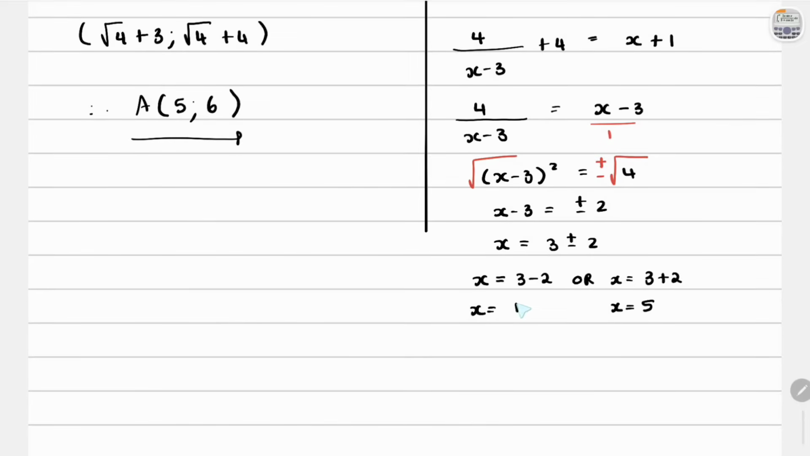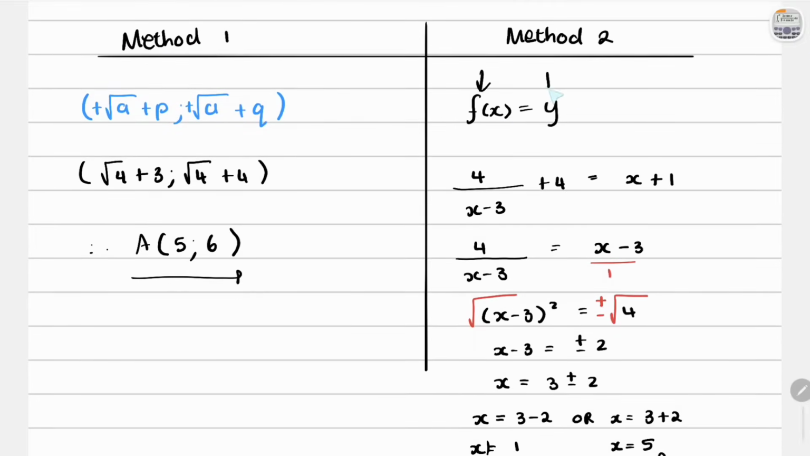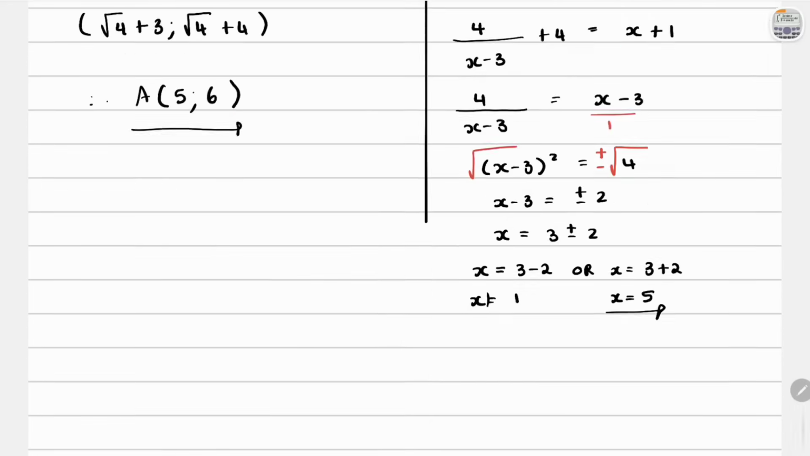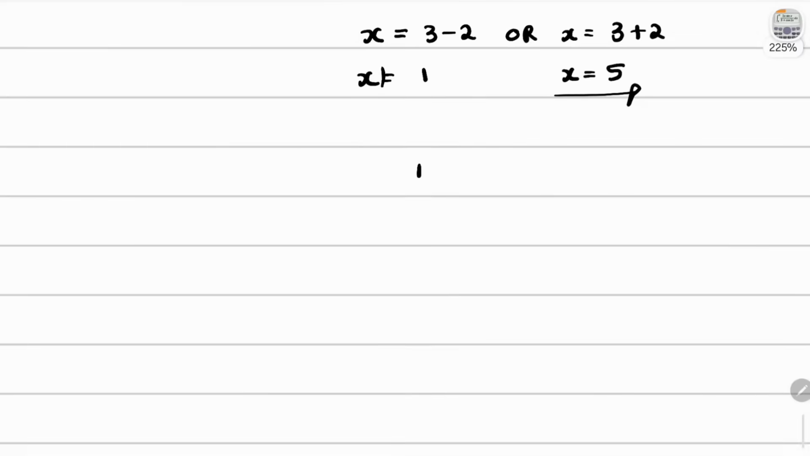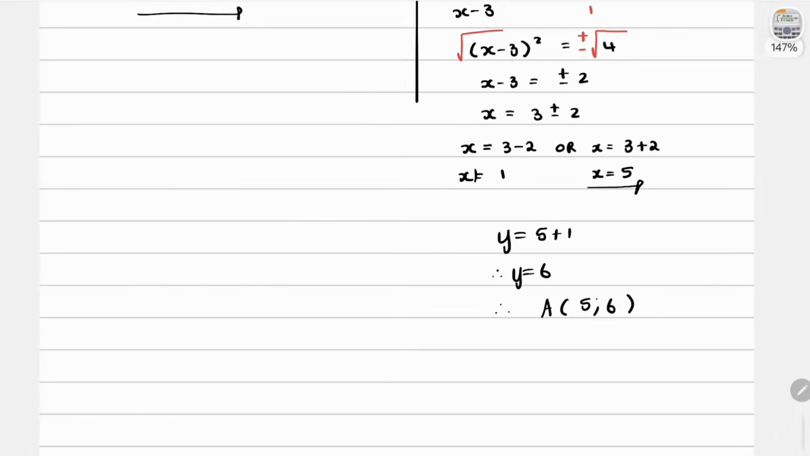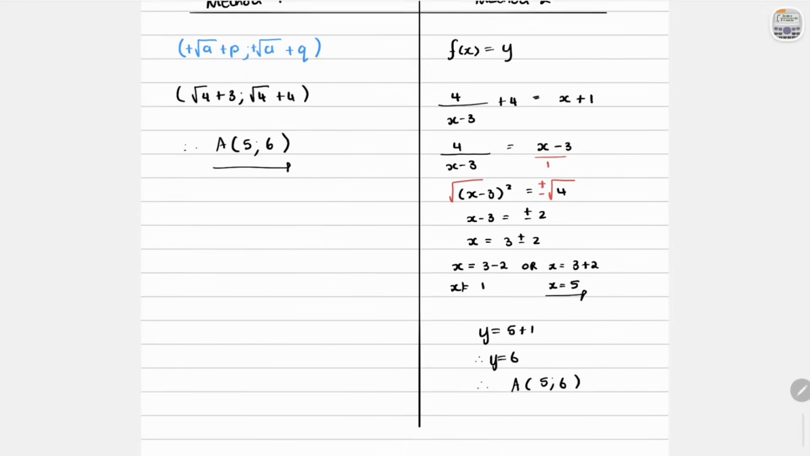Don't take this one. Take this one. And then substitute 5 into either f or that. Since it's a point of intersection, it lies on both graphs. So put it in the easiest one. y equals x plus 1. So just say y is equal to 5 plus 1. Therefore, y is equal to 6. See, we still get the same answer. So A is 5 and 6. Okay, sorry that took long, but I just wanted to show you 2 methods to do that. Okay, so that is it for that question.